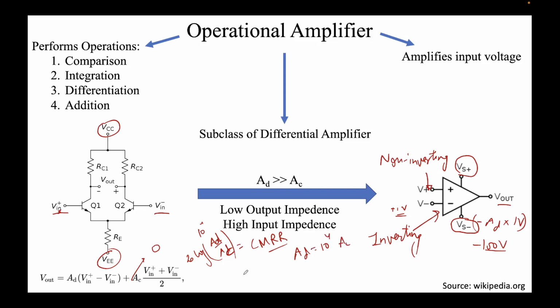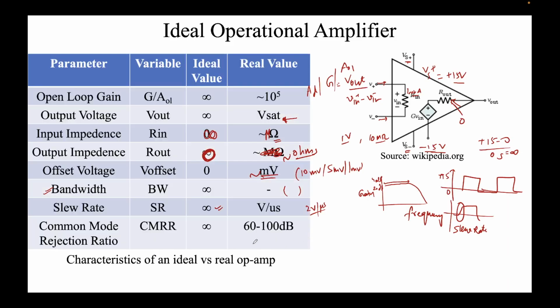Now if I put this here, it will be 20 log 10 to the power 4, which comes out to be 80 dB. So this is a good amplifier where CMRR is very low. So AD is greater than AC, 10 to the power 4 times in this example. As I was telling you, usually for good op amps this is in the range of 60 to 100 decibels.